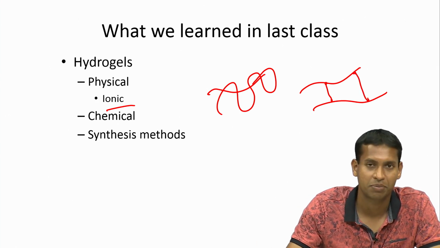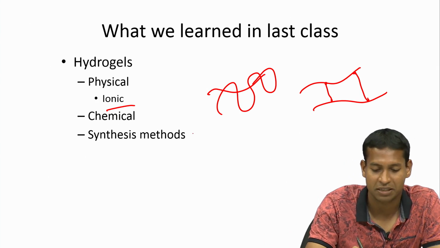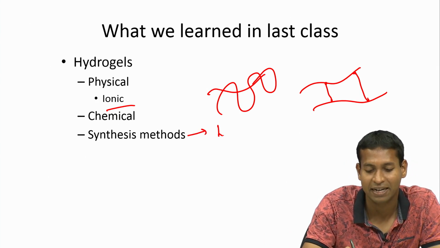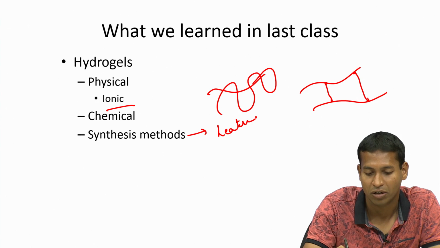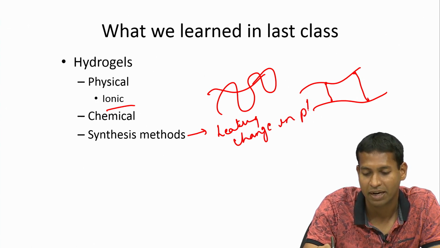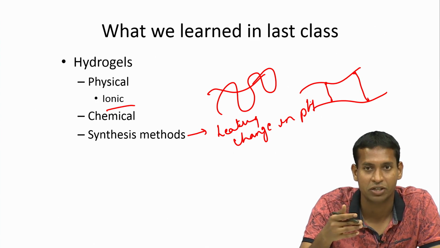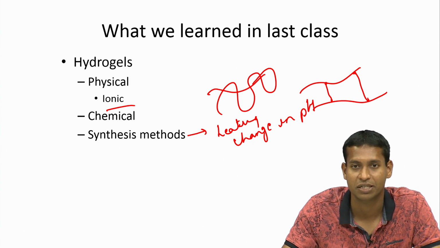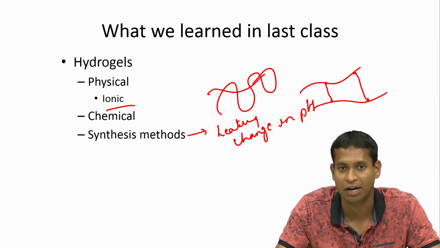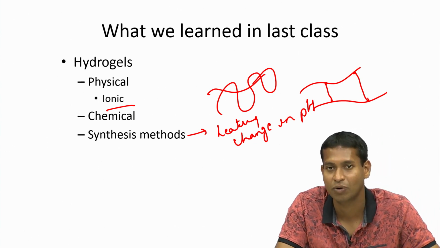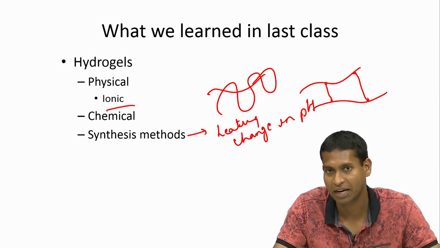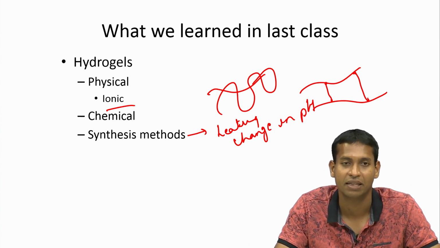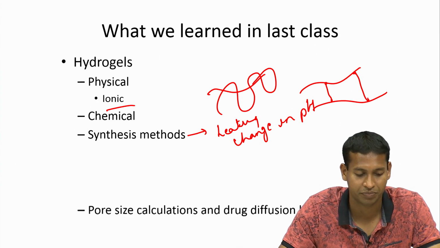And then we talked about the synthesis process. So, typically the synthesis process for physical hydrogels involves either heating or a change in pH or any other trigger that causes these chains to start interacting with each other and form these gels. Whereas for the chemical hydrogels, all you have to do is just add the cross linker or somehow activate the groups. It could be either through light or it could be maybe adding glutaraldehyde or some other kind of cross linker that causes this trigger to happen.